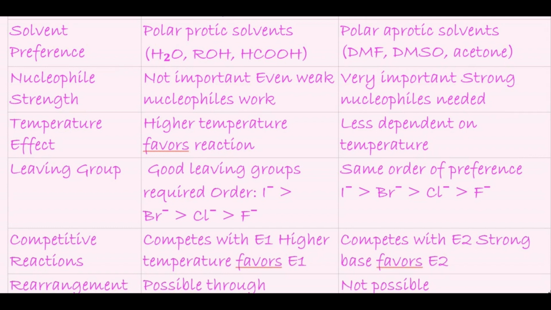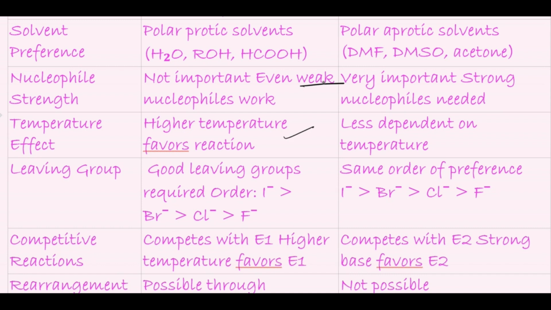Solvent preferences: polar protic solvents prefer SN1, and polar aprotic solvents, which do not have hydrogens in them, prefer SN2 reactions because protic solvents interfere with the reaction mechanism. And nucleophilic strength is not important in determining the rate of the reaction. Even weak nucleophiles will work for SN1 reaction, but in case of SN2, a strong nucleophile is highly recommended.